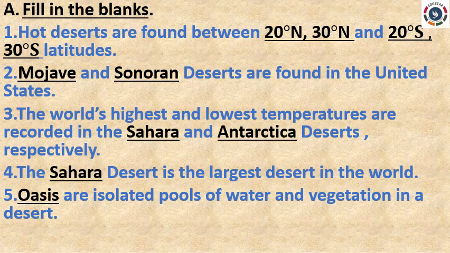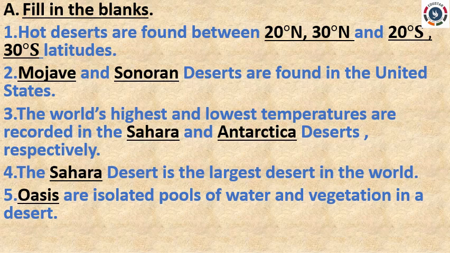First question, Part A, fill in the blanks. First question, hot deserts are found between dash and dash latitudes. Answer is 20 degree north, 30 degree north and 20 degree south, 30 degree south latitudes. Second one, dash deserts are found in the United States. The answer is Mojave and Sonoran.